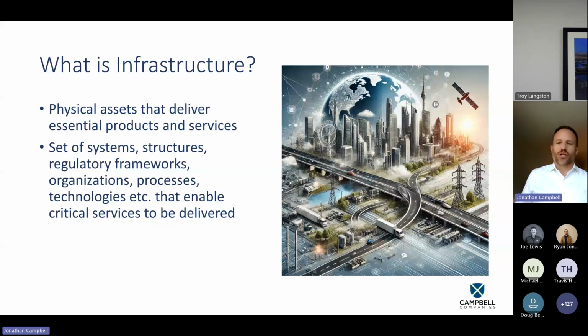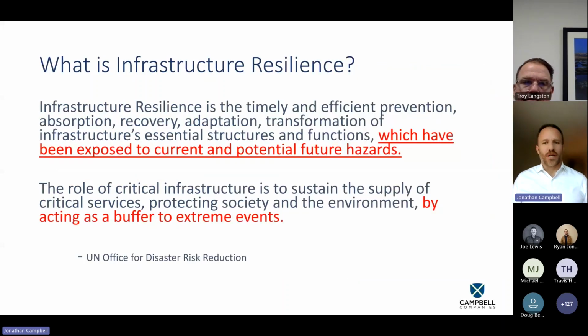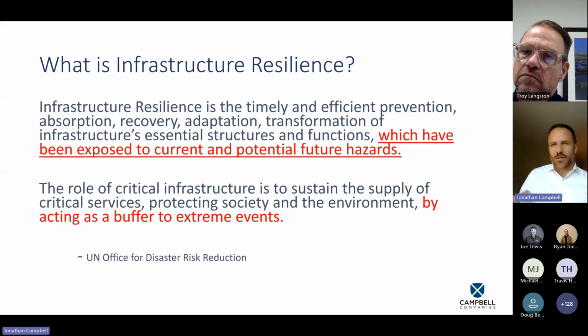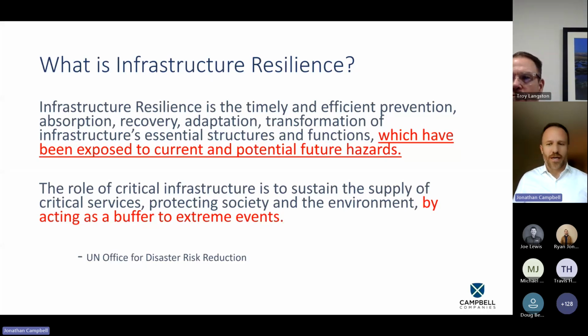And so when you look at infrastructure resilience, what that actually means is the timely and efficient prevention, absorption, recovery, adaptation, transformation of the infrastructure's essential structures and functions. And here's the important part, which have been exposed to current and potential future hazards. Now, you'll notice that it's not to avoid hazards. It's not to say that these things will never happen. We're not trying to avoid them. We're saying these things likely will happen. Something's going to happen at some point. So let's be prepared.